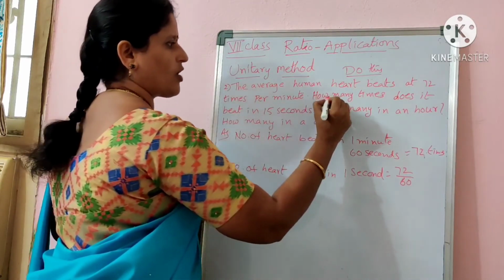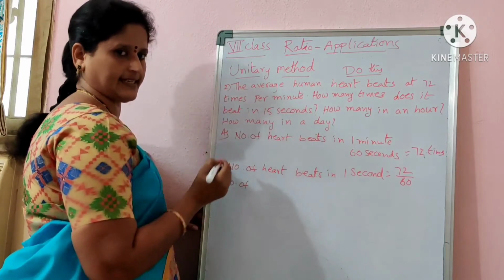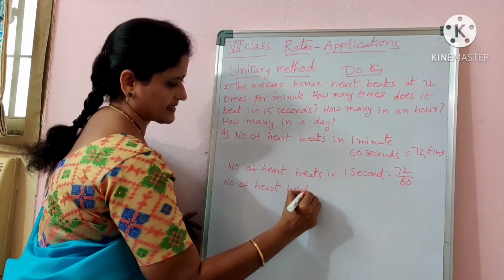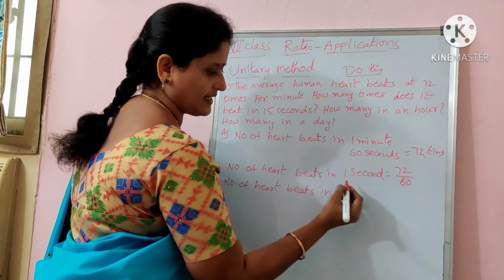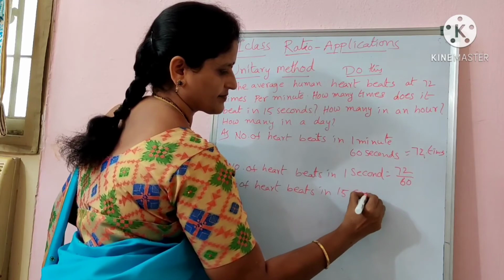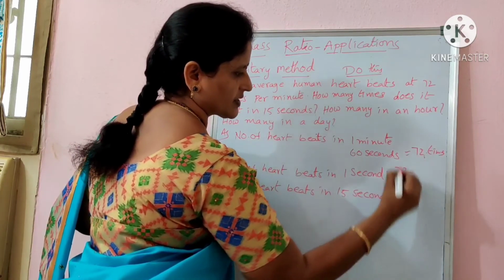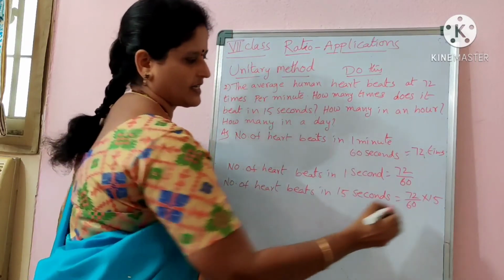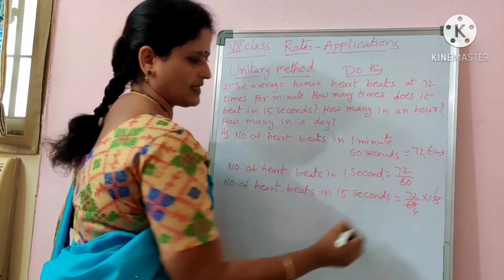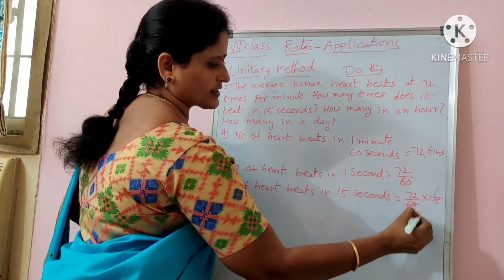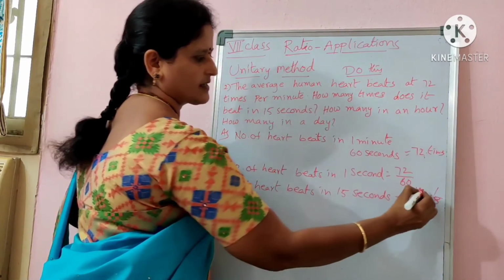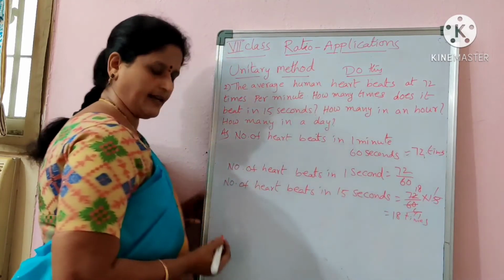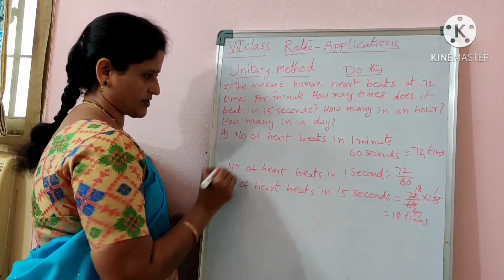First question. How many times does it beat in 15 seconds? Number of heartbeats in 15 seconds is equal to 72 by 60 into 15. 15 ones are 15, 15 fours are 60. 4 ones are 4, 4 eighteens are 72. That is equal to 18 times. This is the first question.